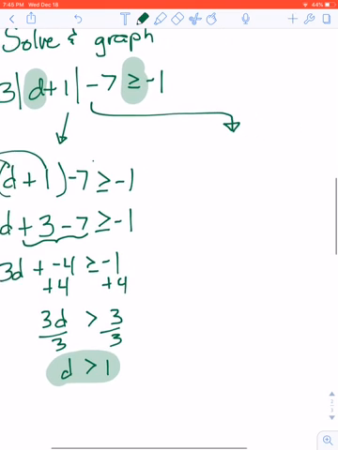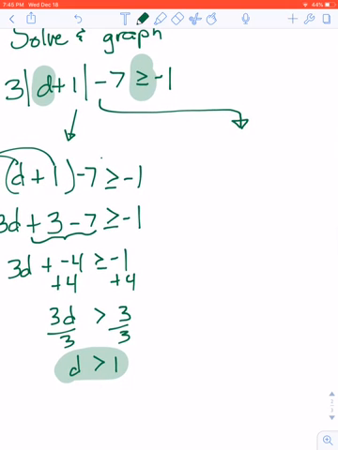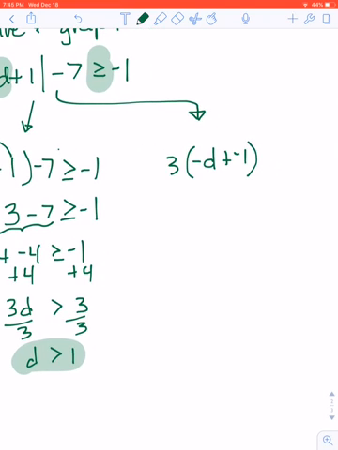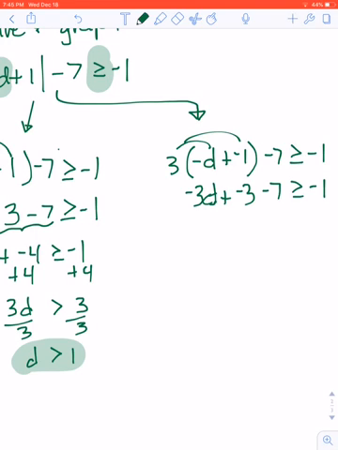Now we're going to go over and solve the opposite problem, which is 3, and then in parentheses, the absolute value. Remember, we take the opposite of the d, opposite of the 1. Don't change the 3 or the 7 because they aren't in the absolute value. And don't change the negative 1. And I'll proceed the same steps. So we're going to multiply by negative 3, positive 3, excuse me. We'll get a negative 3d and a negative 3. Minus the 7 is greater than or equal to negative 1.